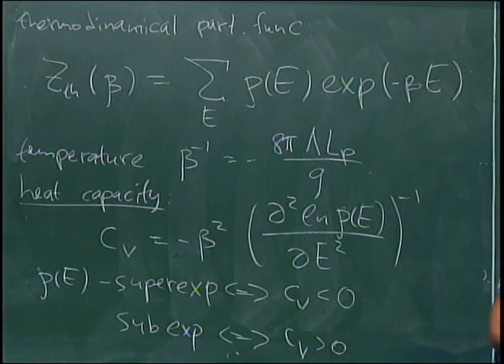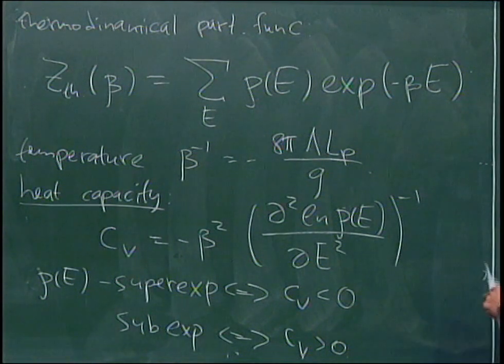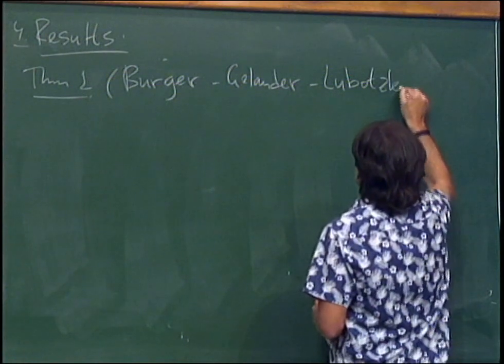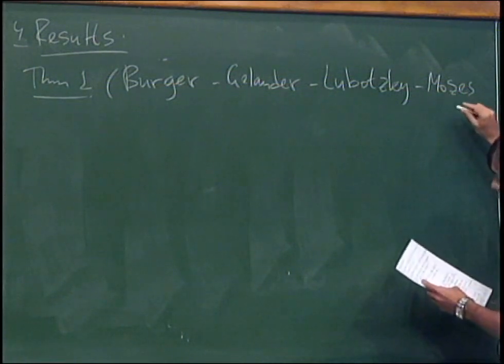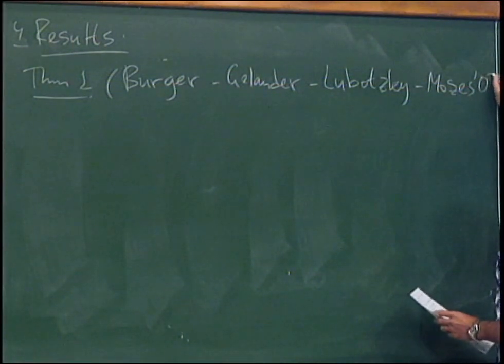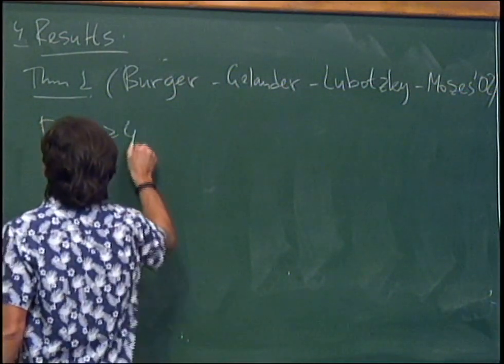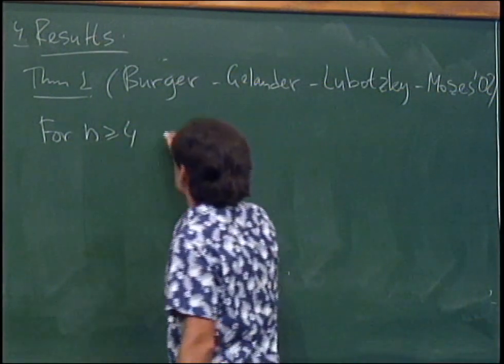proved by Lubotsky with collaborators in response to Carl Lipp's question. So they, with Mark Borger, Sahik Gilander, Lubotsky and Moses, in 2002, they published the following result, saying that for n greater or equal than 4, when the number of hyperbolic manifolds is finite, the following is true.